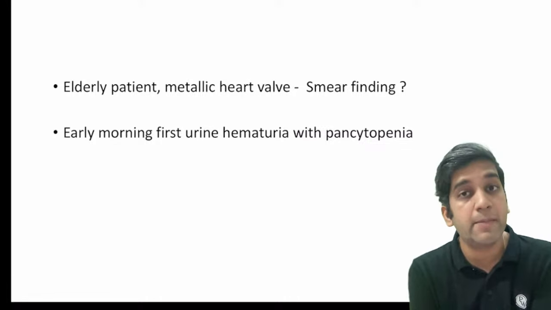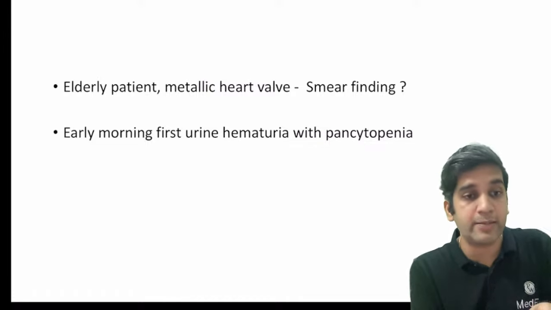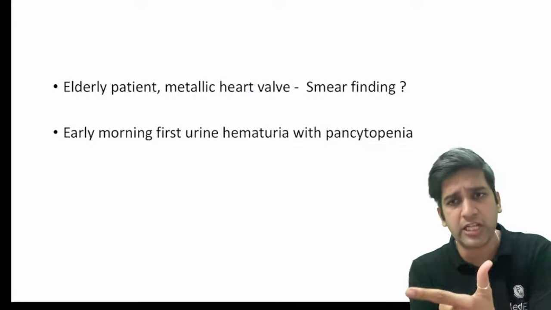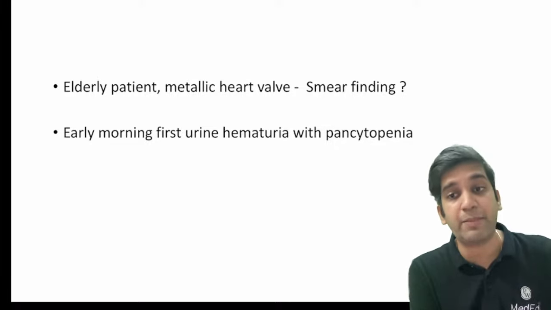In PNH, there will be a cellular marrow, because whenever there's a hemolytic anemia, the bone marrow proliferates and will have a cellular marrow, right? Pancytopenia with cellular marrow also, think of PNH, right? Not hypo. Hypo will be seen in case of aplastic anemia, right?